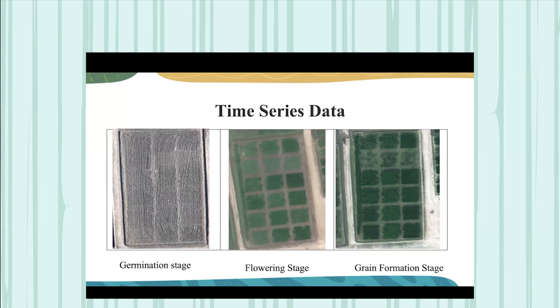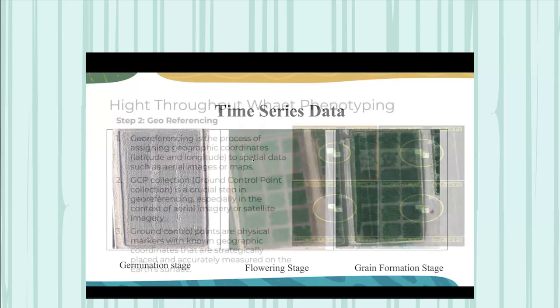So this is the germination stage. Over here we can see that the germination is not very good. And this is the flowering stage, and this is the grain formation stage. So during this time period, 5 to 6 months, we have to collect the data at least on a weekly basis. This is one of the important things that we have to do in case of phenotyping.